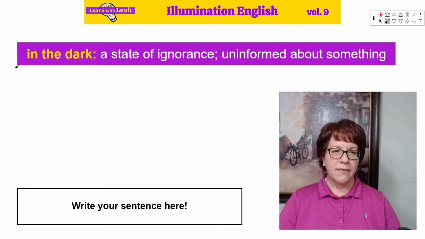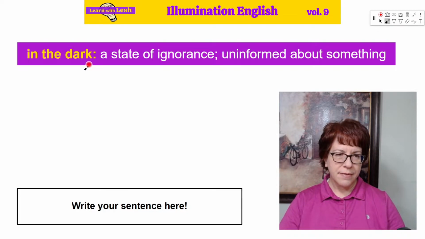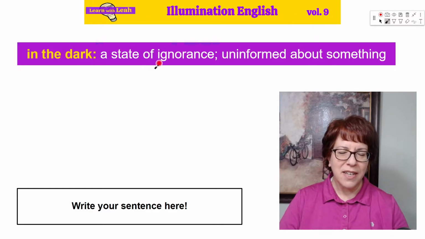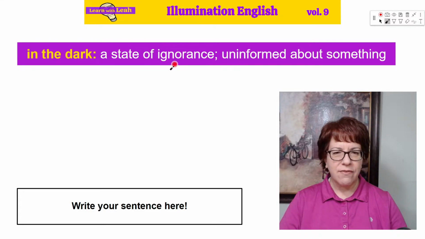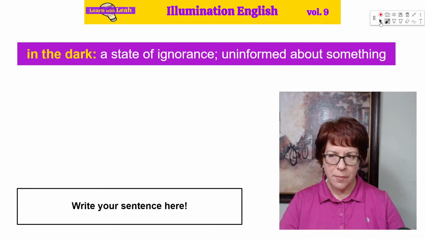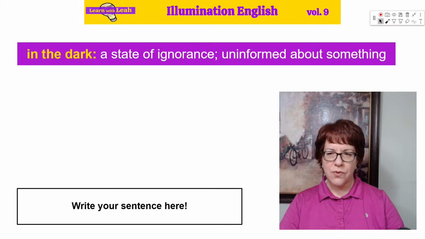All right, so we have here a prepositional phrase, in the dark. So it's a place, you could say, or maybe a state of being. More accurately, a state of being. In this case, a state of ignorance, of unknowing, of being uninformed about something. Let's look at how it's used in the sentence.